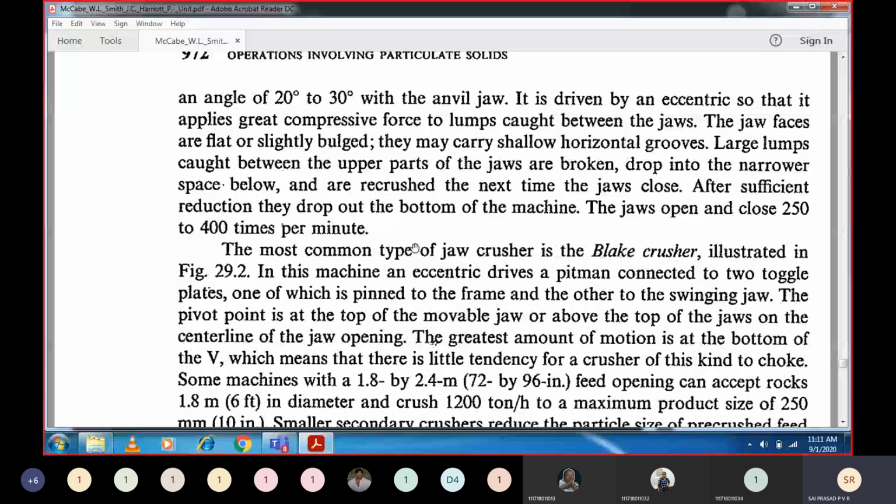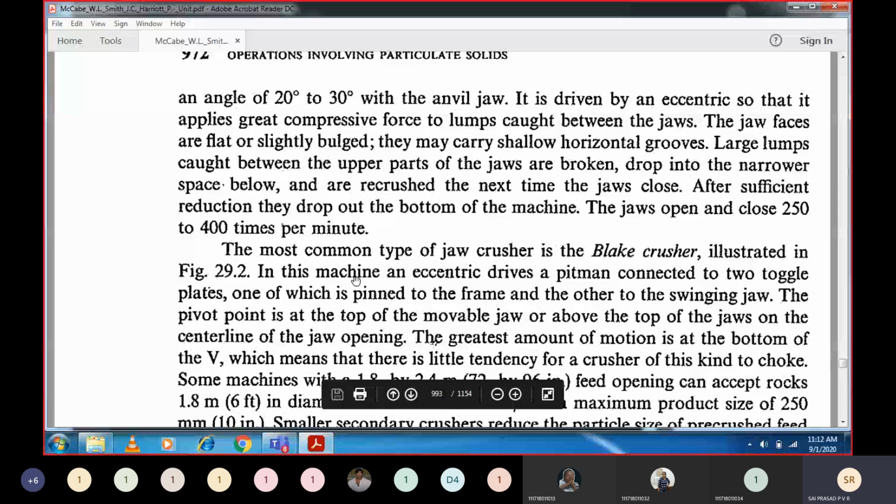Then, in this machine, an eccentric drives a fitment connected to the two toggle plates, which are giving very basic support from the bottom. Because as the swinging jaw is moving towards the stationary jaw, in between there is a solid particle here. But it should apply forces. So how to apply the forces? Who is applying the forces? The machine is applying them through the toggle plate. Toggle plates are robust steel sheets, which will be pushing the swinging jaw from the back side, so that the compressive forces act satisfactorily, and then the particle breaks into pieces.